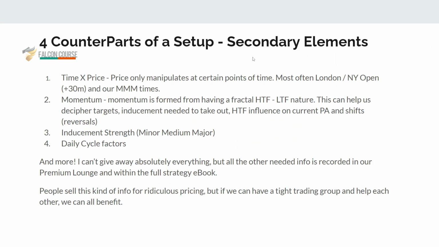So obviously we have those four counterparts which we went over, which are order blocks, inducement, the build-up leg, and targets. Okay. But we have some secondary elements which we want to look at as well before we just jump into a trade. Now, the first one's time and price, right? Price only manipulates at certain points of time. Okay. We don't manipulate out of time. Instead, we create structure to end up getting manipulated or run out of time.